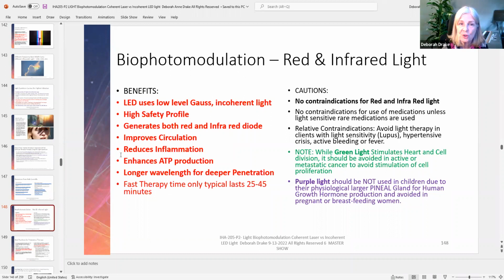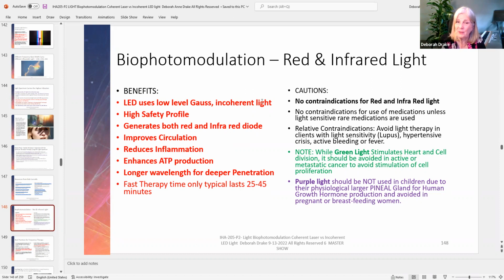So LEDs use low-level Gauss incoherent light that's all blended, so they have a very high safety profile. And LEDs can generate both red and infrared diodes of light, including other lights, but the most powerful ones that penetrate the skin are in the red and infrared range. So by capturing that spectrum of the rainbow using red light for improving circulation and reducing inflammation, by knocking up that ATP energy production center in the mitochondria, and by having its longer wavelength in red, it has a deeper penetration and it has a very fast therapy time.